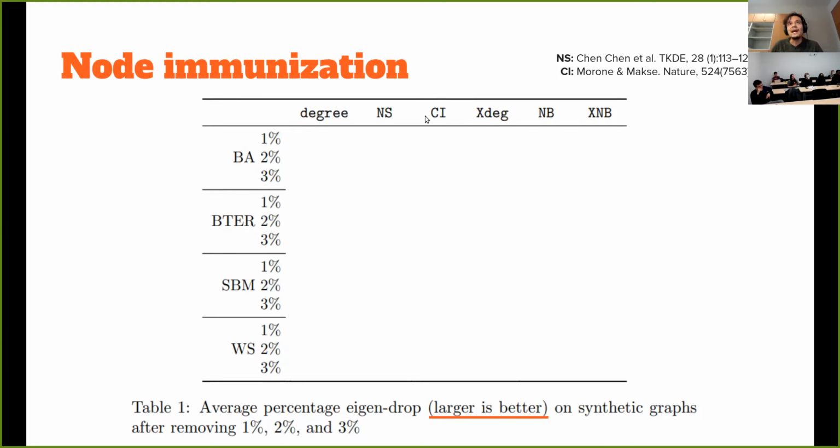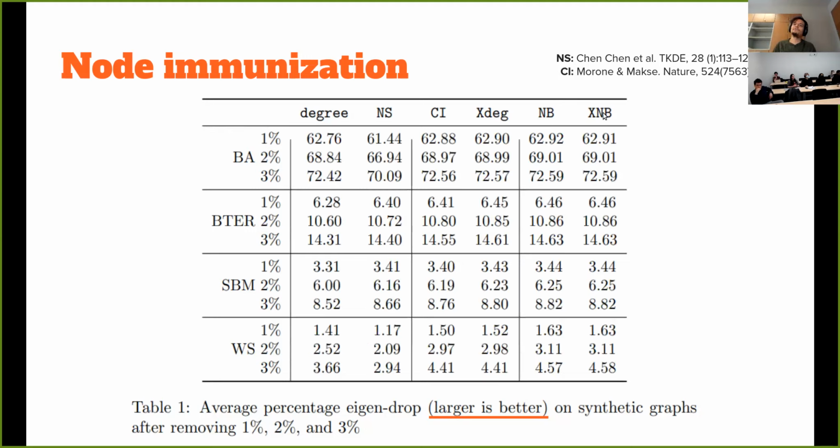This CI quantity is called the collective influence, which is another centrality measure, also derived from the non-backtracking matrix, also depending on the excess degrees of my neighbors, but it has a different functional form. I'm going to use my X degree centrality, the standard non-backtracking centrality, and also the X non-backtracking centrality. So that's what the table looks like.